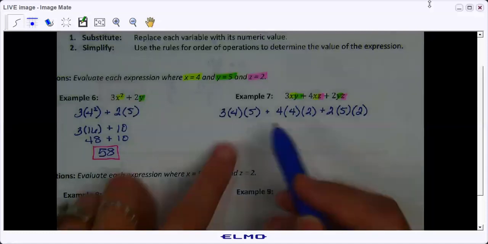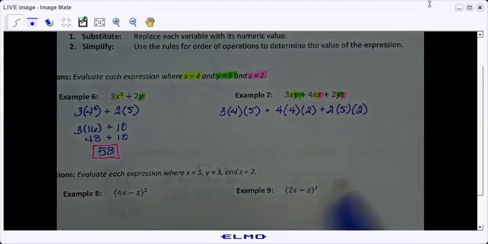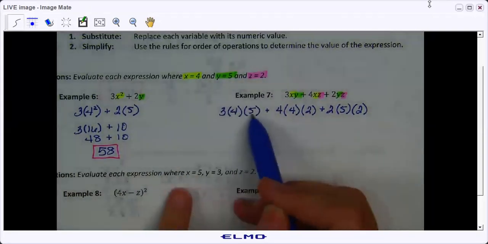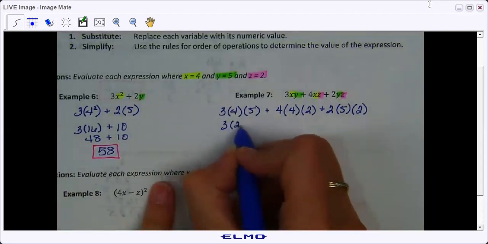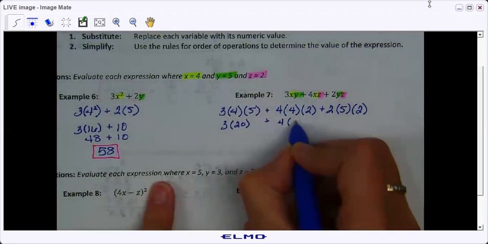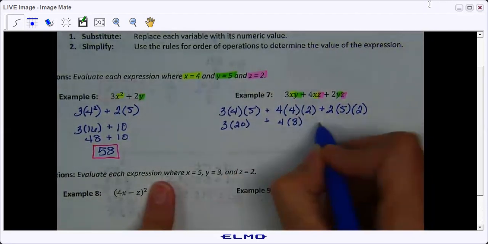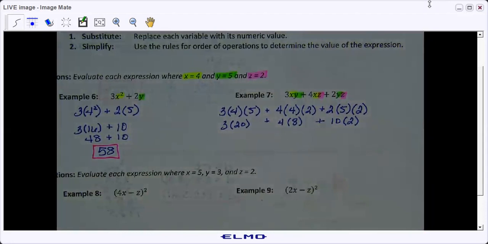Okay, so in this next step, I would multiply any 2 numbers that I want to multiply together. I could do 3 and 4 or 4 and 5. I'm going to do 4 and 5. So I have 3 times 20. And then I have 4 times 8. And then I have 10 times 2. Okay, so I just multiplied 2 of the numbers together. Now I'm going to multiply the next set together.